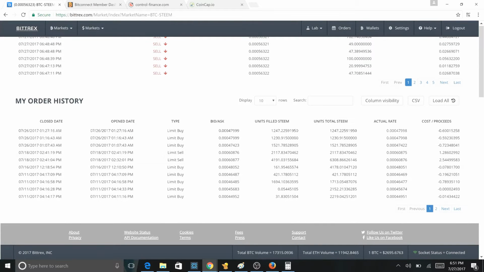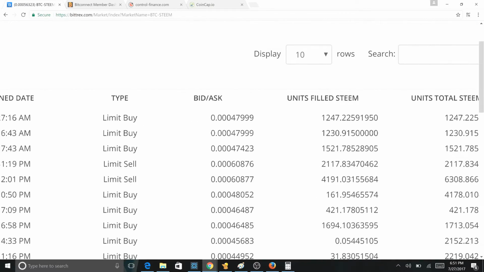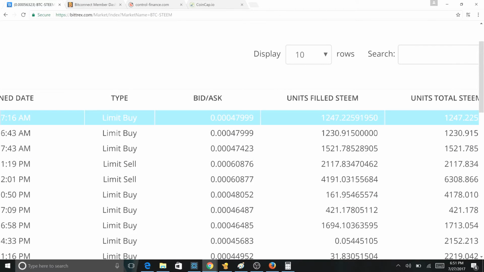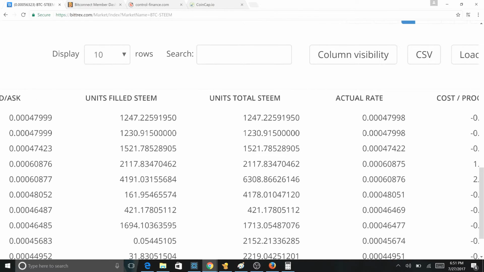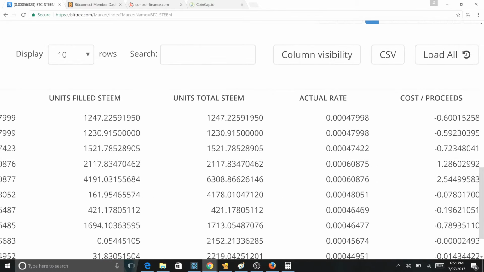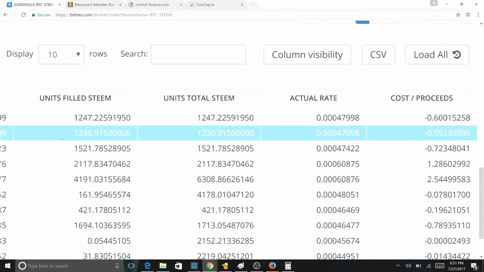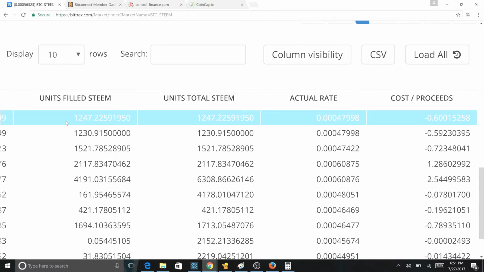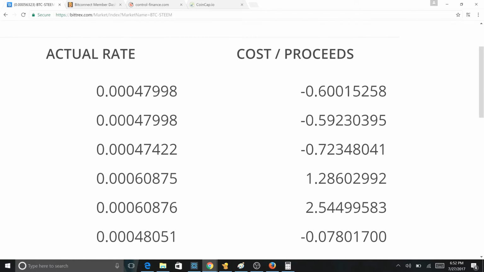If you look over here on the cost and proceeds, we're looking at these first three sections right here because this is what I bought yesterday. So keep that in mind, we're looking at the top three. And you can see that I bought 1,500 STEEM here, 1,230 STEEM here, 1,247 STEEM here. It also has the amount of Bitcoin I spent over here on the cost and proceeds side.